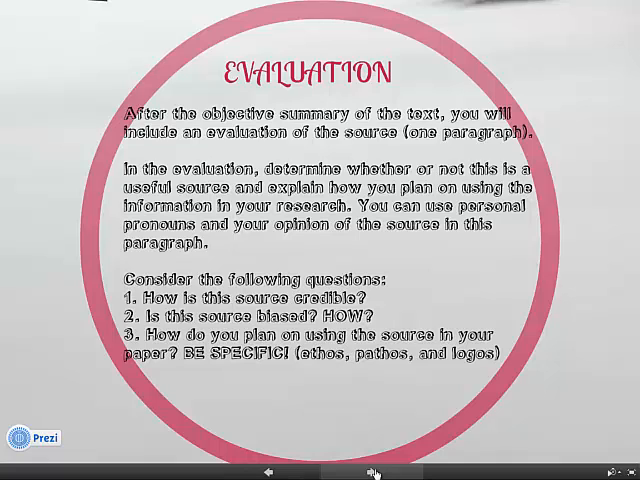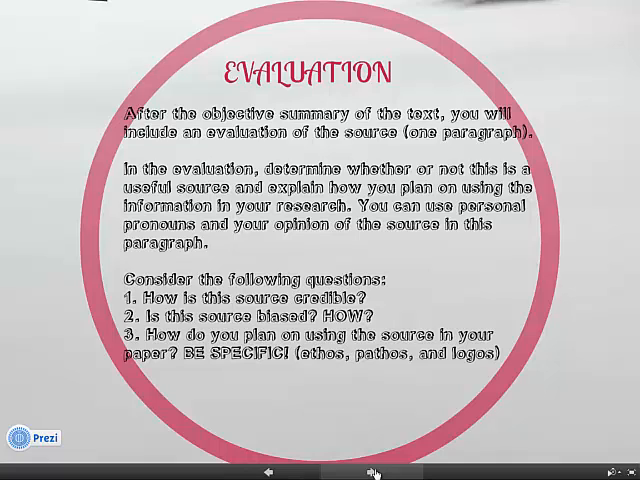And then finally, the last question that you want to ask yourself in the evaluation is, how do you plan on using this source in your paper? So being specific is important. I just don't want to see you write that I plan on using this information in my paper, period. I want you to explain how.